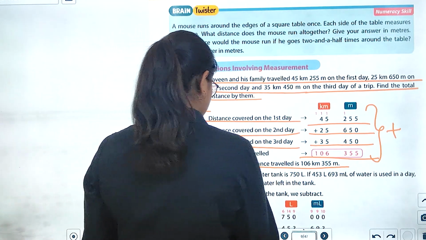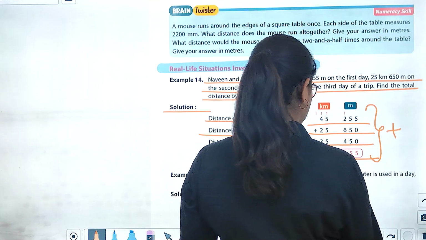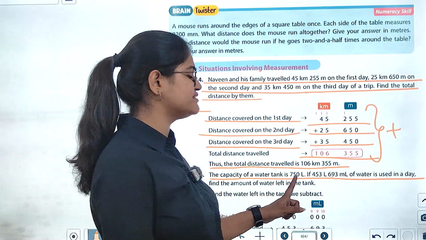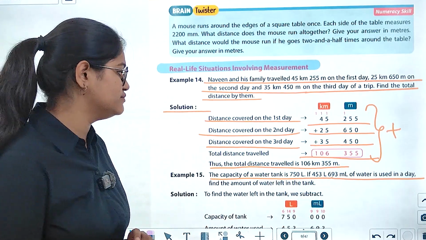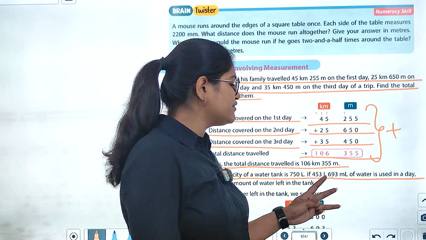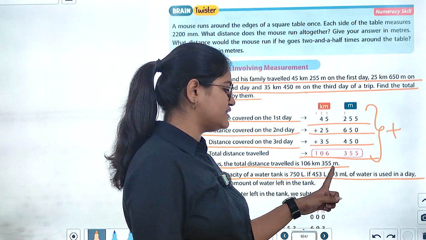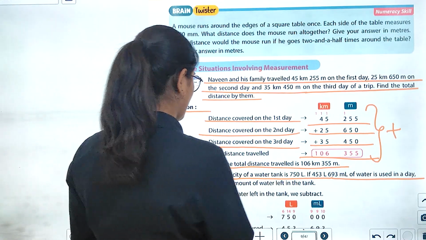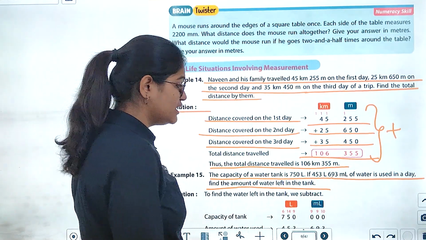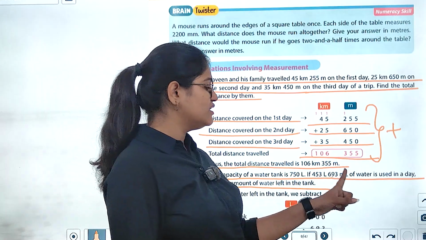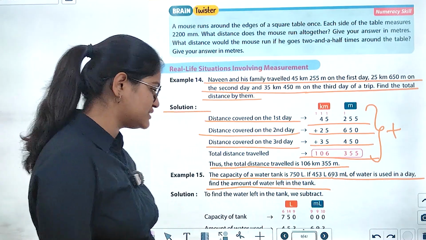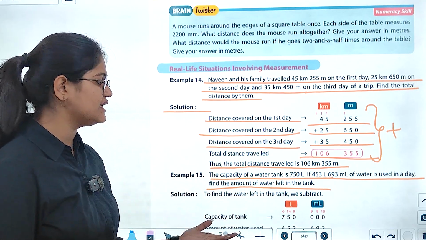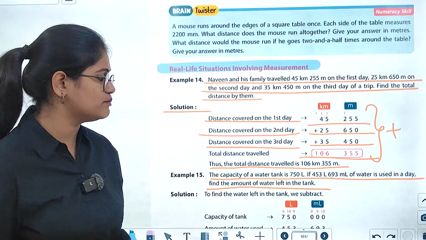Next, the capacity of a water tank is 750 liters. कि एक वाटर टैंक है जिसकी कैपेसिटी 750 लीटर्स की है. If 453 liters 693 milliliters of water is used in a day, find the amount of water left in the tank. कि अगर एक दिन में हम इतना लीटर्स ऑफ वाटर यूज करते हैं तो हमें एक अमाउंट बताना है जो पानी उस टैंक में बच जाता है.